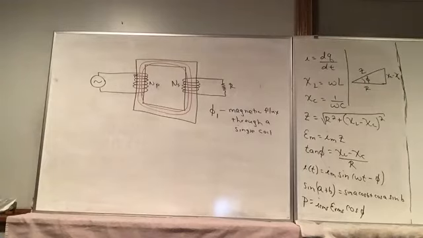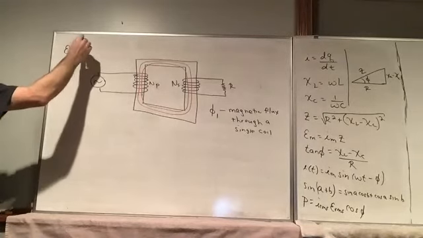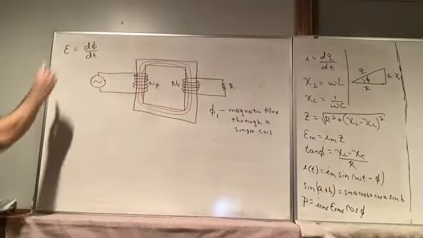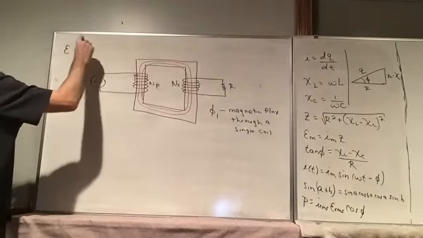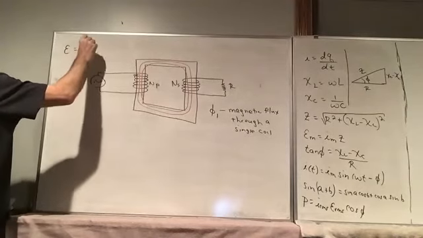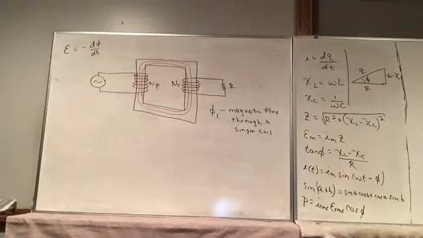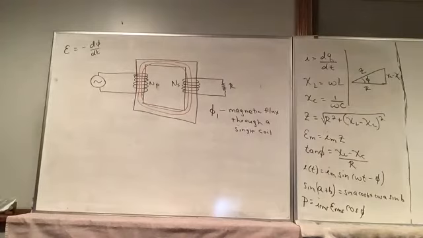And so let's apply Faraday's law. Remember Faraday, the EMF is, we don't really care about that minus sign, but it's basically equal to the rate of change of flux with respect to time. So it's a changing magnetic flux that creates that EMF.